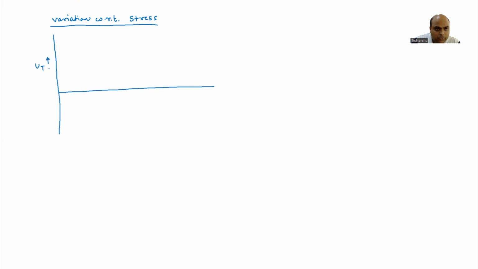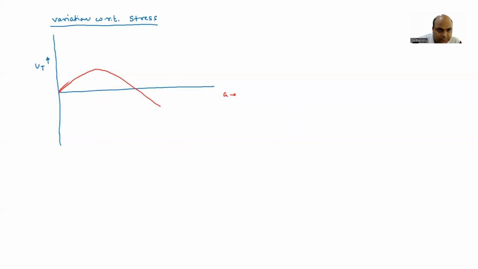So variation with respect to stress. Okay, so you are going to have something like this. UT. So now we will have only UT on the y-axis. X-axis is always A here. Okay, so we are going to have three plots.